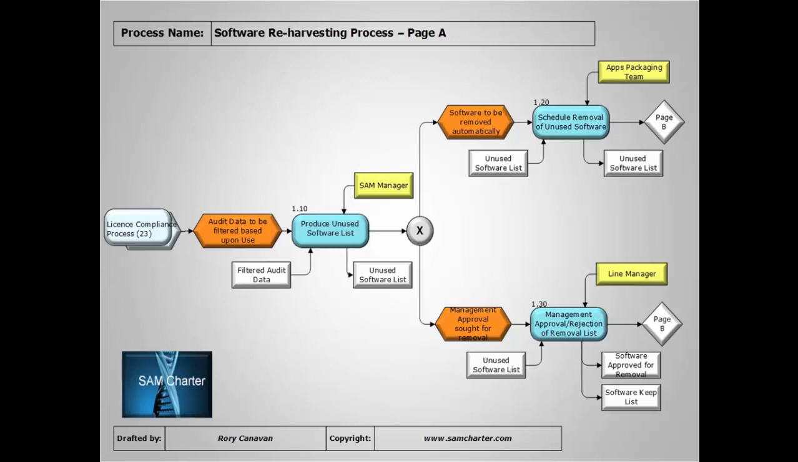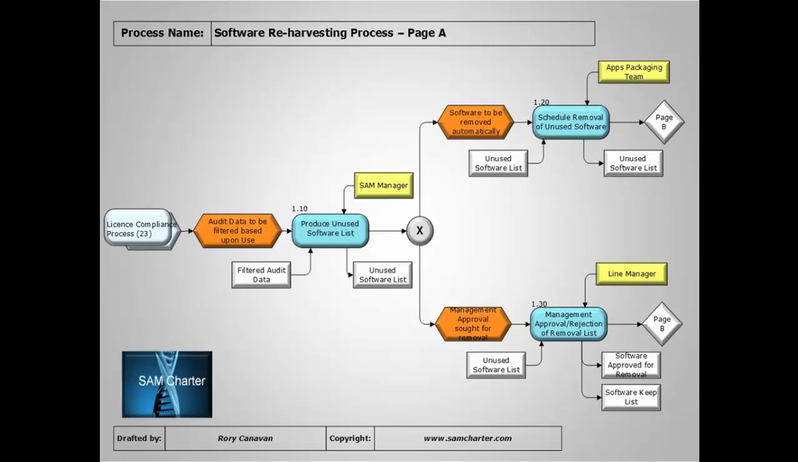The software can either be automatically removed or scheduled to be automatically removed based on whatever kind of process the internal organization has and whatever approval they have for the number of days that a software hasn't been used. So in this case, 90 days. This will automatically be removed from the unused software list that we've already generated, and this involves the app's packaging team, so the guys that create the install and uninstall packages for software.